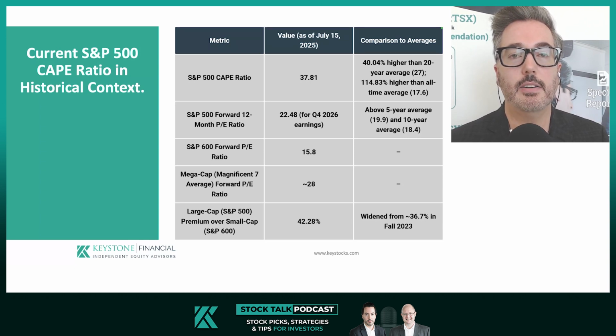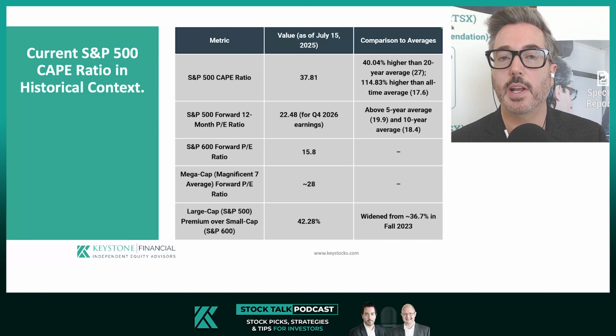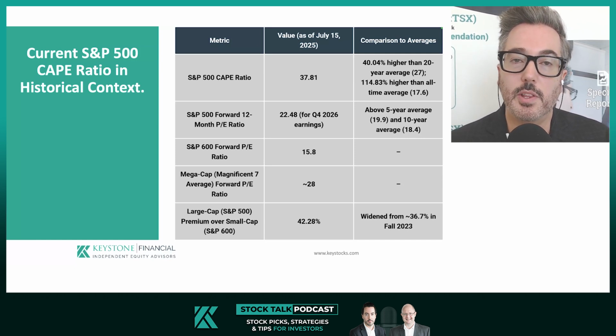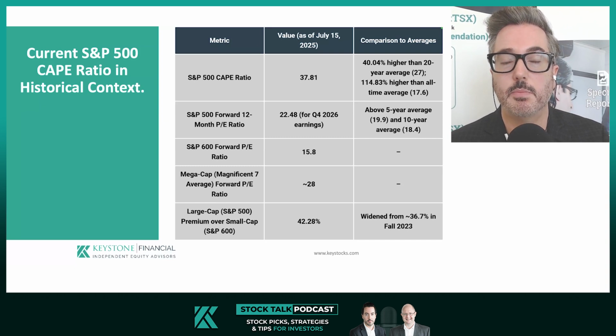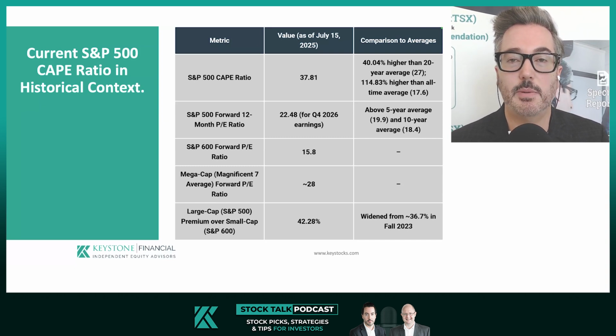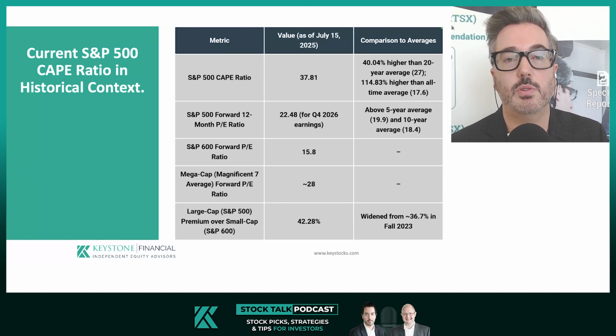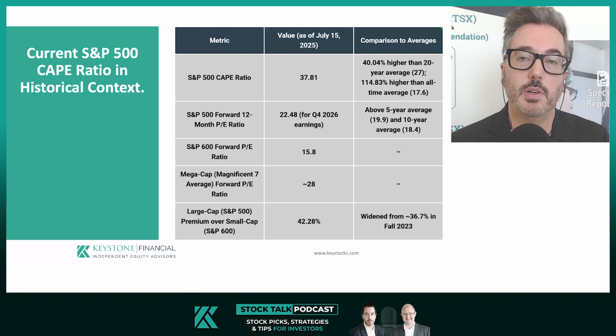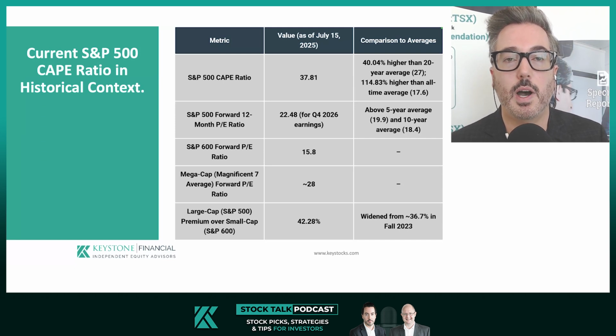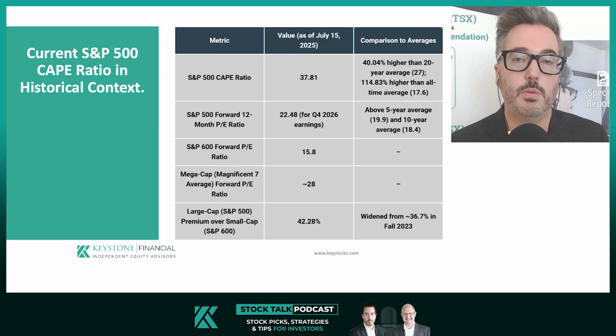Now I note something here that we have been pointing out to clients since mid-2023. Large caps represented by the S&P 500 continue to trade at a significant premium over small caps represented by the S&P 600. It's currently around 42%, close to the peak for this cycle. It was around 50% in November of 2023, and it has widened from 36.7% at the start of fall in 2023.